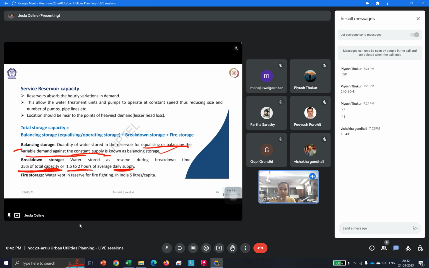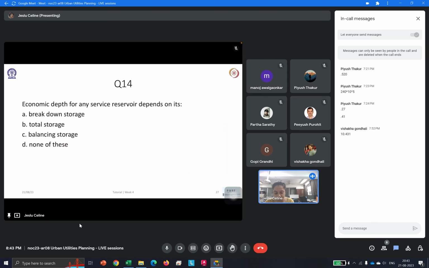So for 1 to 2 hours, the quantity which is required, that we reserve, is 25% of the total capacity. Then we have fire storage, which we usually take as about 5 liters per capita. So even while calculating fire demand, the volumetric flow is calculated based on the population. That's important. So usually we take about 5 liters per person. Right. So let's go to the next question.